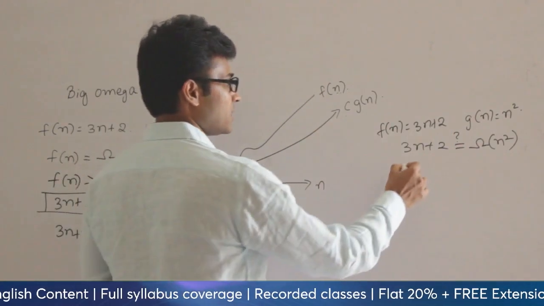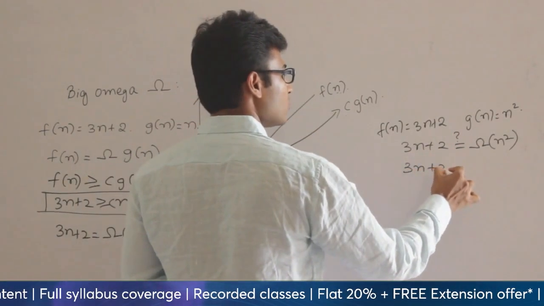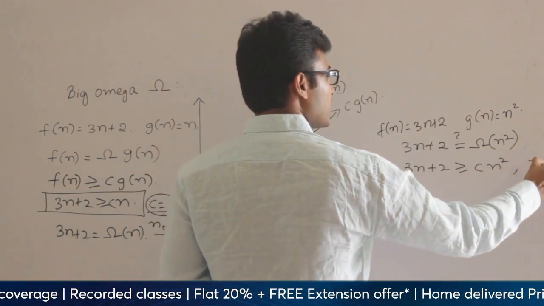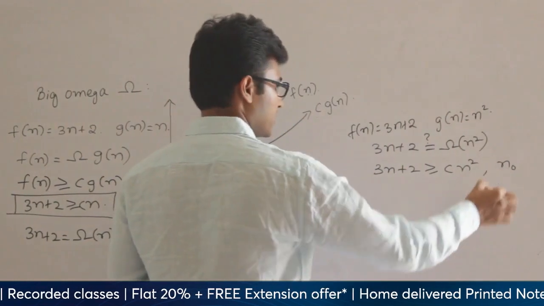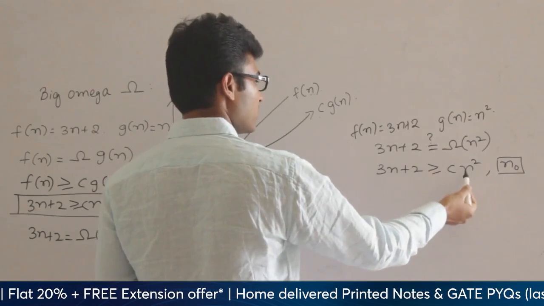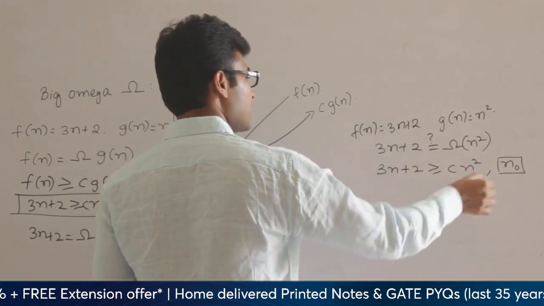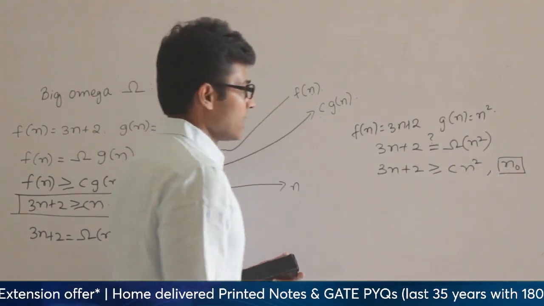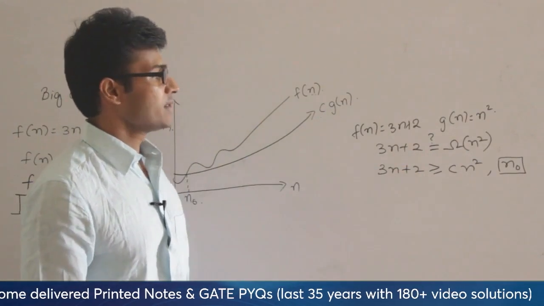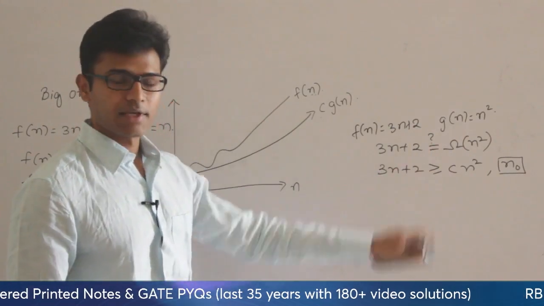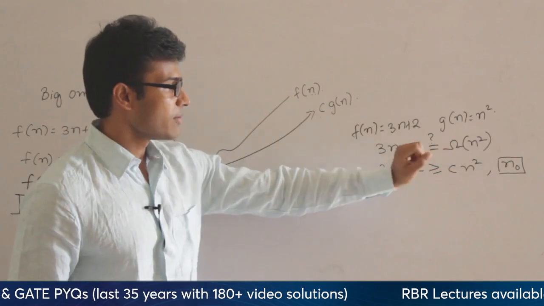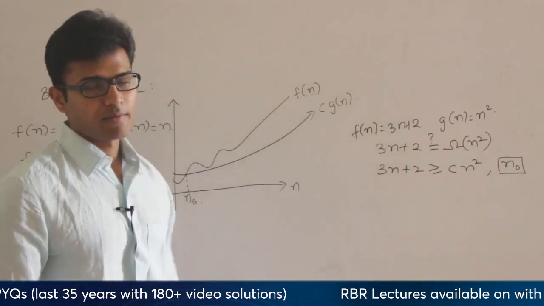Then what should happen is 3n plus 2 has to be greater than or equal to c into n square for some n naught, which means after some value of n, this condition should always be satisfied after n naught. Then can you find such a c? It turns out that we cannot find such a c for which this condition can be satisfied, which means 3n plus 2 can never be lower bounded by n square, but it can be upper bounded by n square.